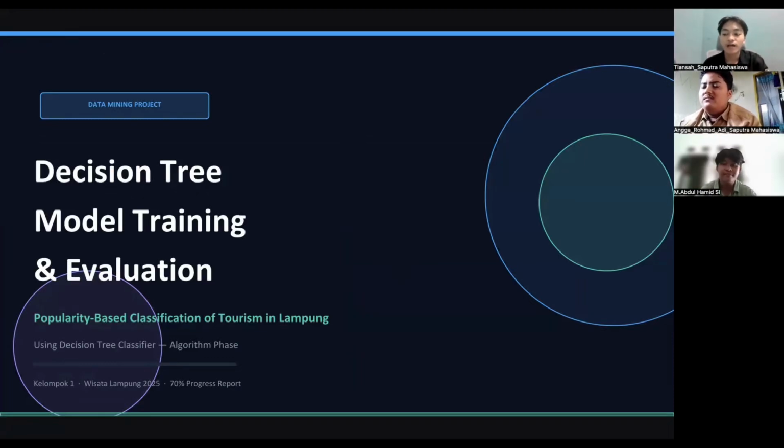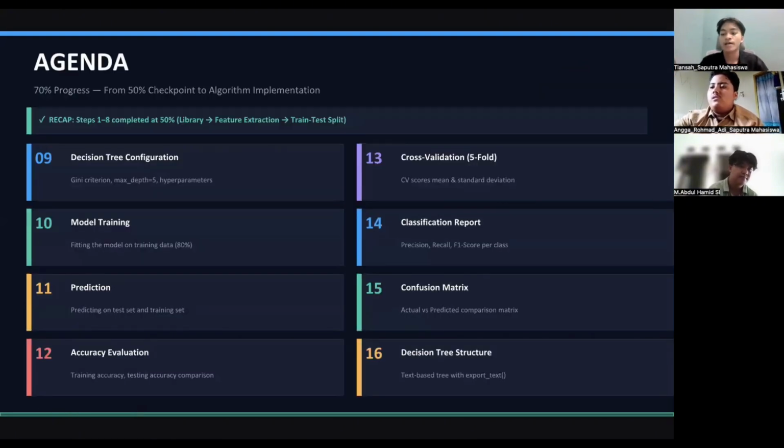Okay, this presentation explains our 70% project progress, focusing on decision tree model training and evaluation. At this stage, we move from data pre-processing into the machine learning implementation phase. Next, in this section, we discuss decision tree configuration, model training, prediction, accuracy evaluation, cross-validation, classification report, confusion matrix, and decision tree structure. This step helps us evaluate the effectiveness of our classification model.